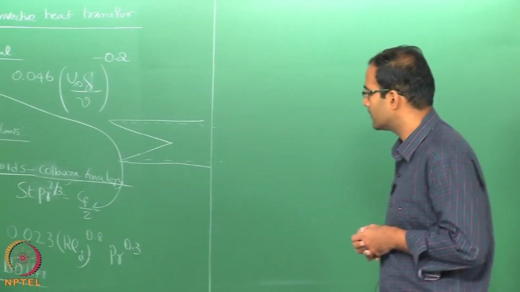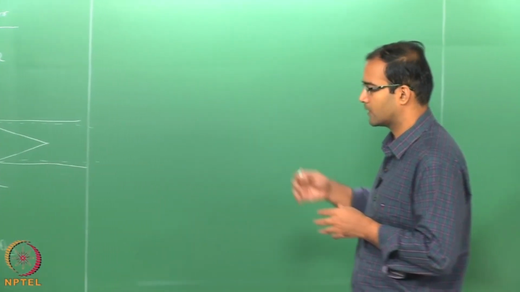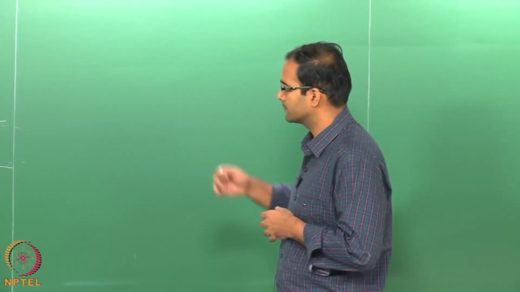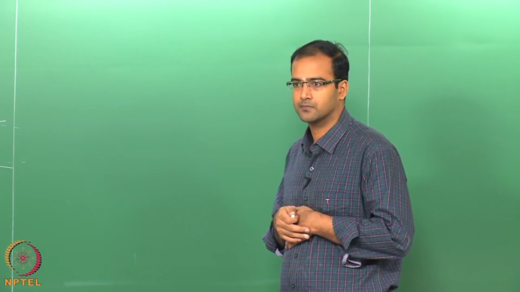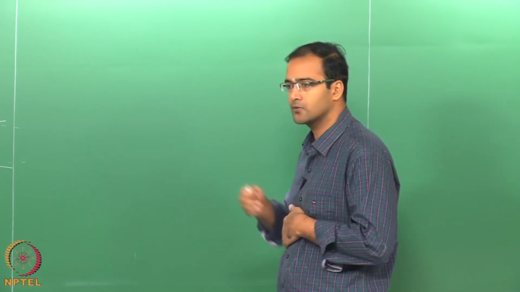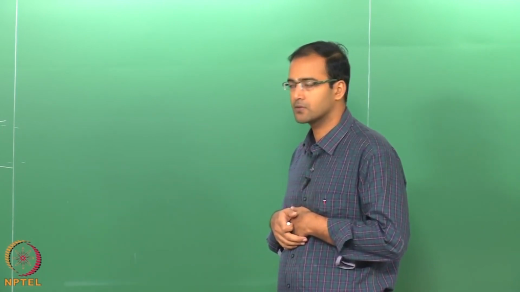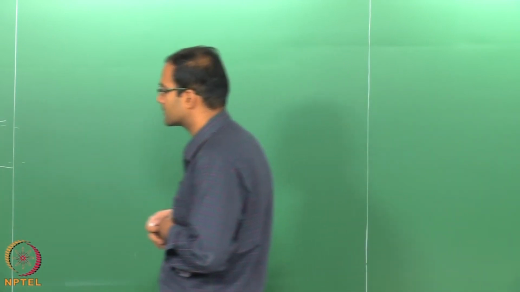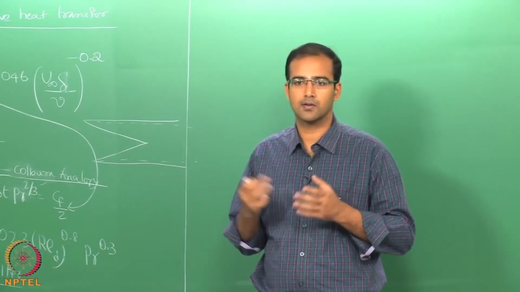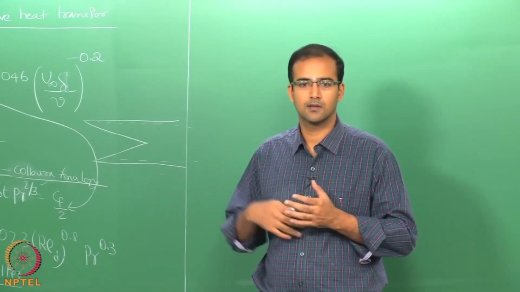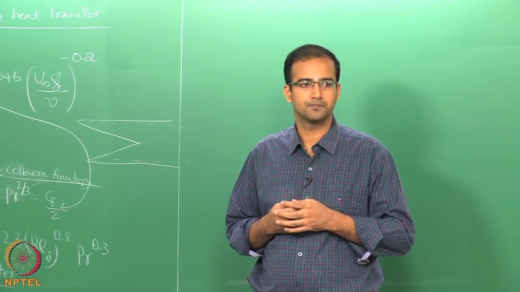We should, however, look at modifications to the basic analogy. Okay. We know that although this is a very useful analogy, widely used, nevertheless, since this considers the entire boundary layer as turbulent, it is not the most accurate representation of the turbulent boundary layer profile.